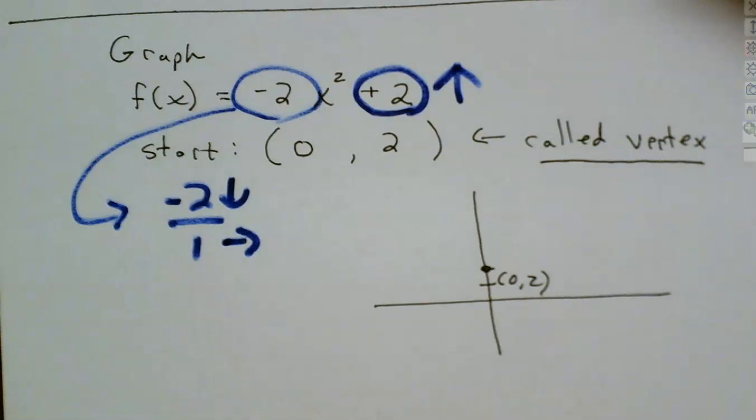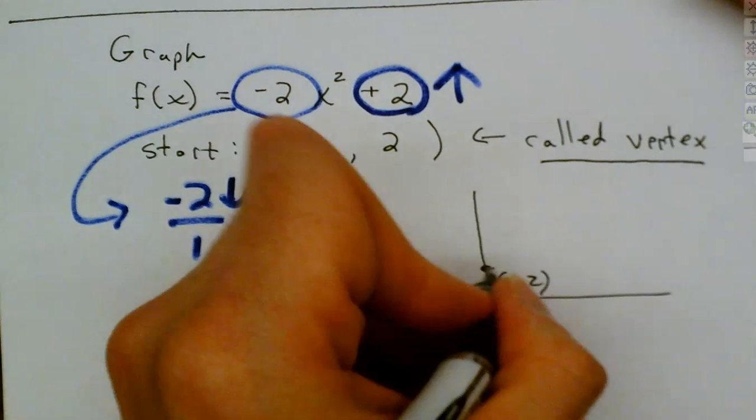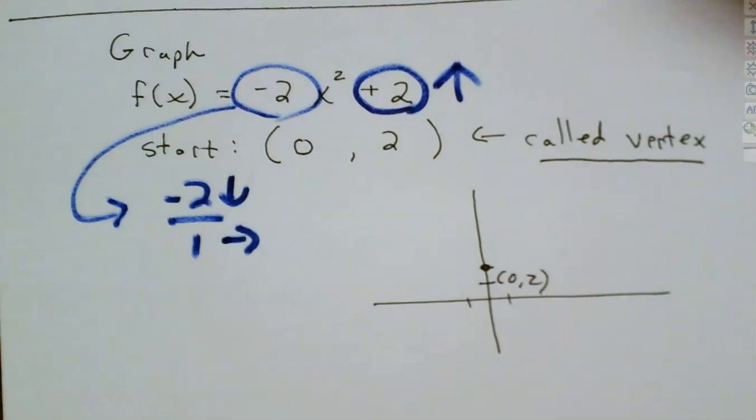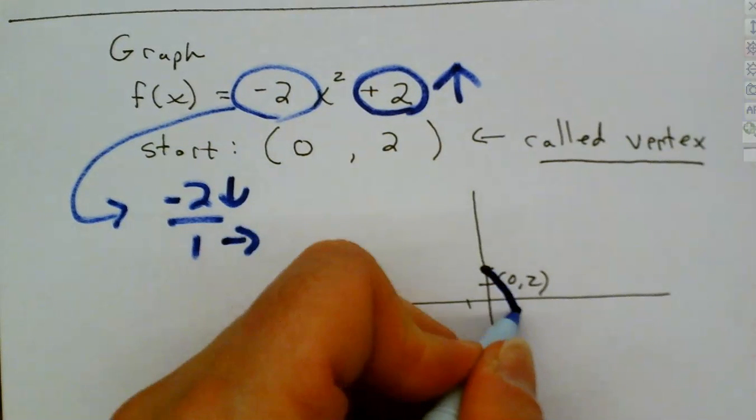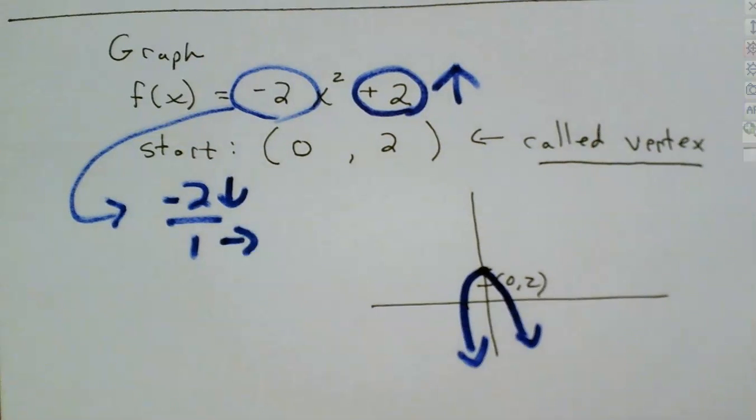Now, why is this going to be a U going down? Why is it going to go down instead of going up like the last one? Okay. Right, because of the negative. So this one's opening downward. And that's what your graph looks like, right? We've done these before. We were able to get the vertex just by looking at it.